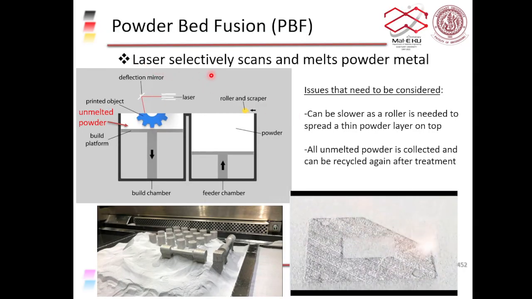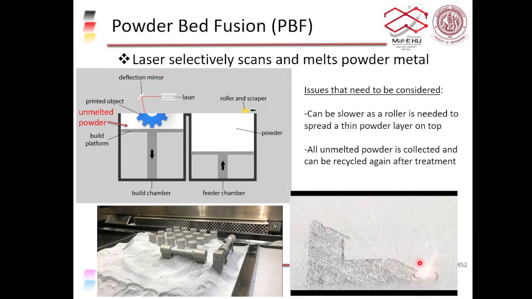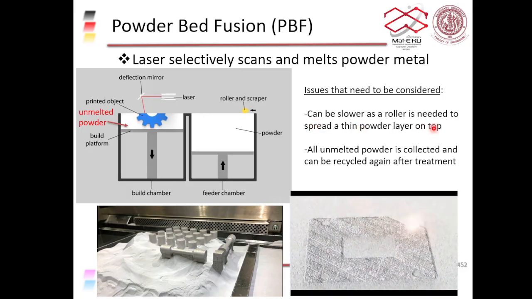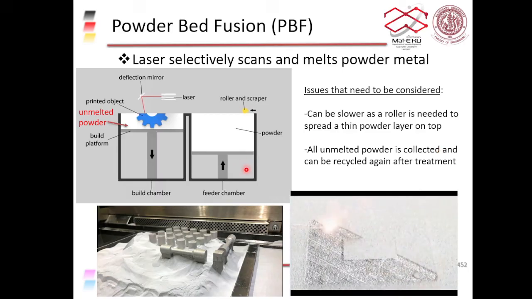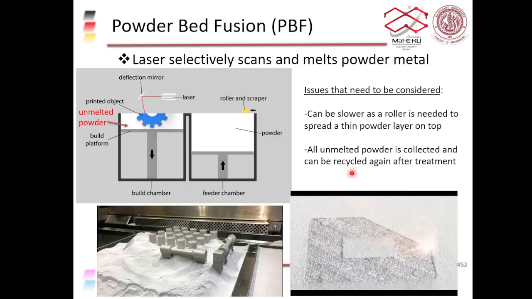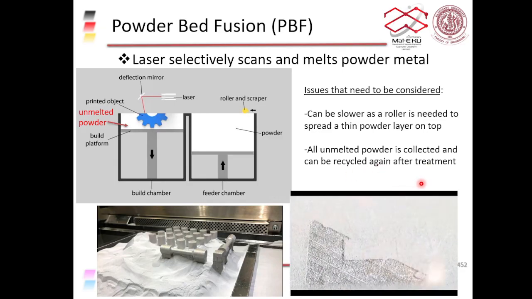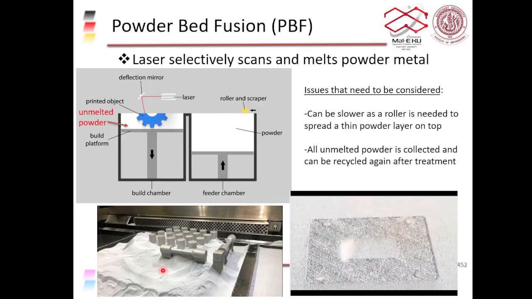The laser selectively scans and melts powder metal on the surface, right? This technique can be slower as a roller is needed to spread a thin metal layer on top after each layer is printed. All unmelted powder is collected and can be recycled again after treatment. So all this powder is not waste. You can reuse it.